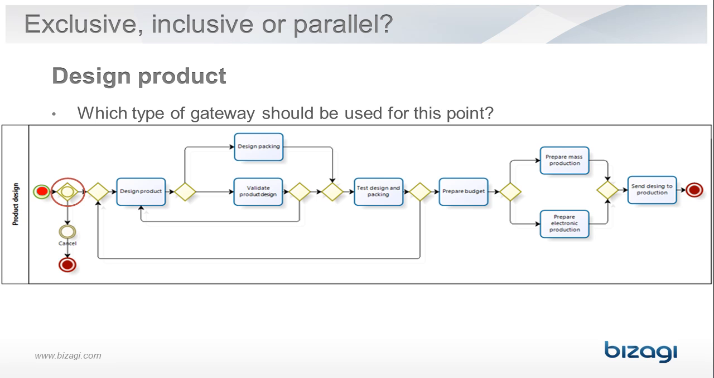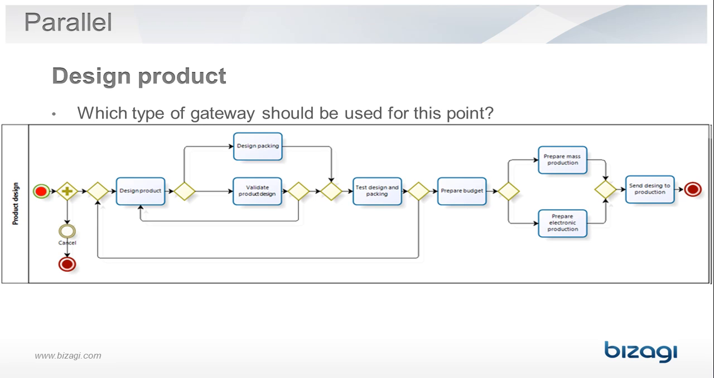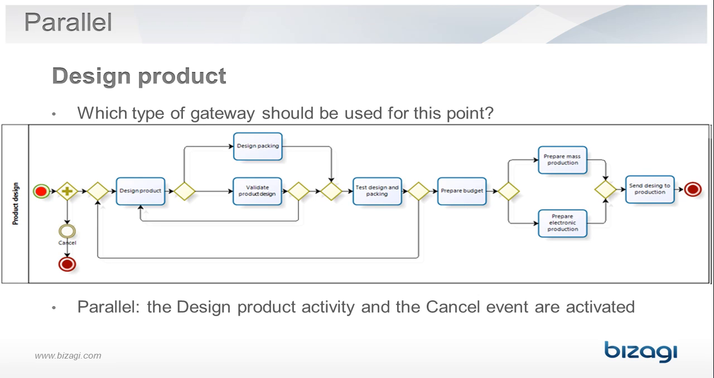The design product activity and/or the cancel event can be activated according to some conditions, using the inclusive gateway. However, not only should the design product activity be activated, but also the cancel event without any condition associated. A parallel gateway should be used in this case to capture the business logic. See the simulation. In this case, both paths are activated. This enables the product design to be cancelled at any moment. If the cancel event is executed, the terminate event will be reached, and the process will be finished.